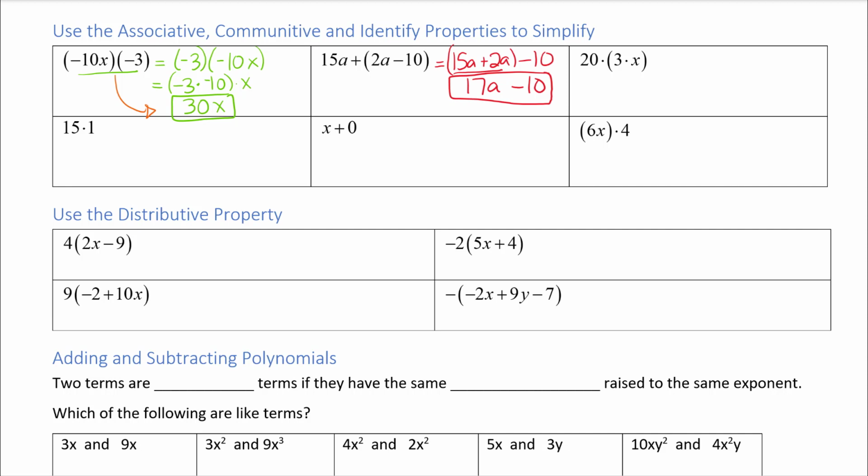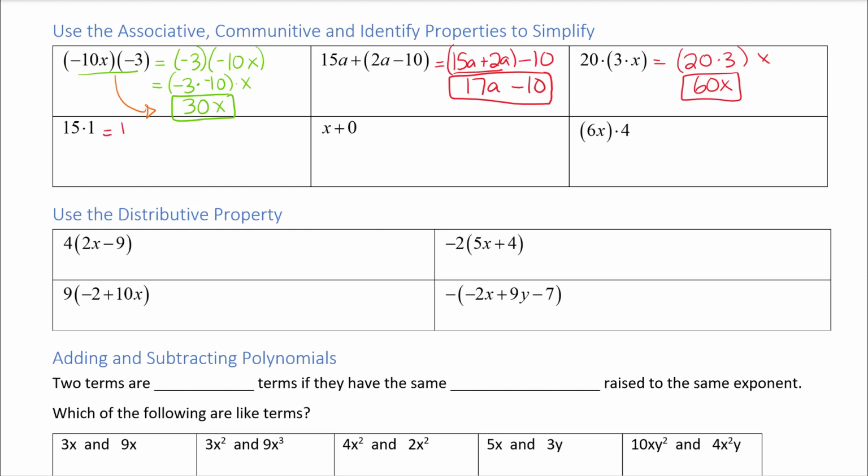Now, eventually, later on in this lesson, I'm not going to be explaining all this because you guys know that you're allowed to take 15a plus 2a, but the reason you're allowed to is because of the associative property. I'm going to use associative property again of multiplication here, and I'm going to change the parentheses to be around the 20 and 3 because I can't take 3 times x, but I can take 20 times 3, so I'm going to multiply that to get 60, 60x.